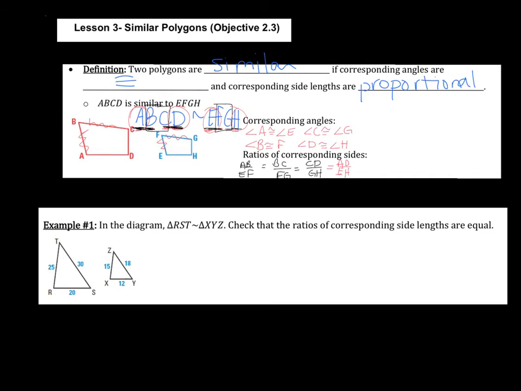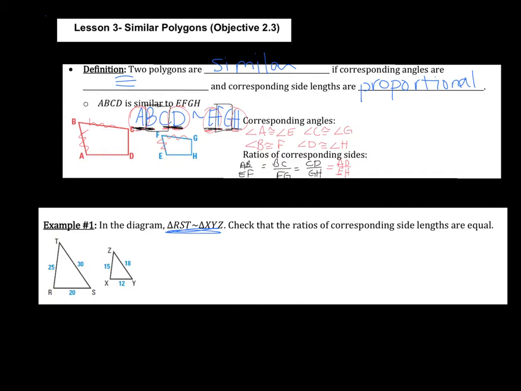All right, so let's look at example 1 here. In example 1, we have a diagram, and once again, these are facing the same direction. They're lined up really nicely for us, but we also have this beautiful similarity statement. Triangle RST is similar to triangle XYZ. So we want to check that the ratios of the corresponding side lengths are equal.